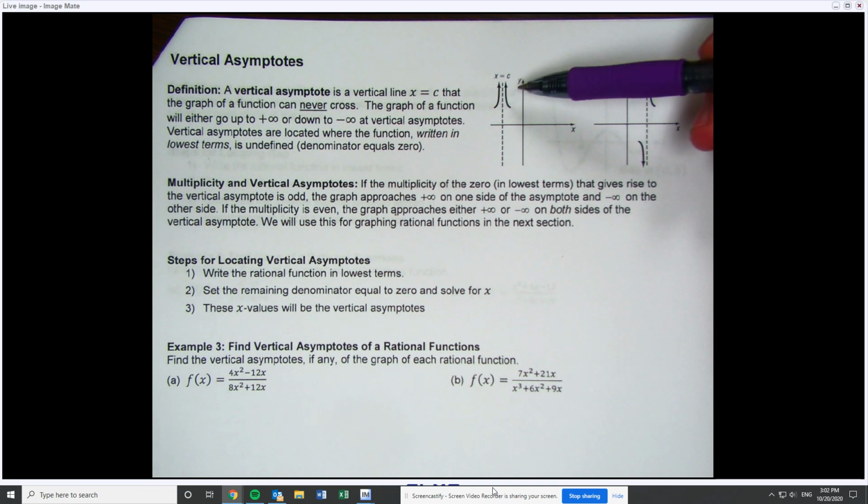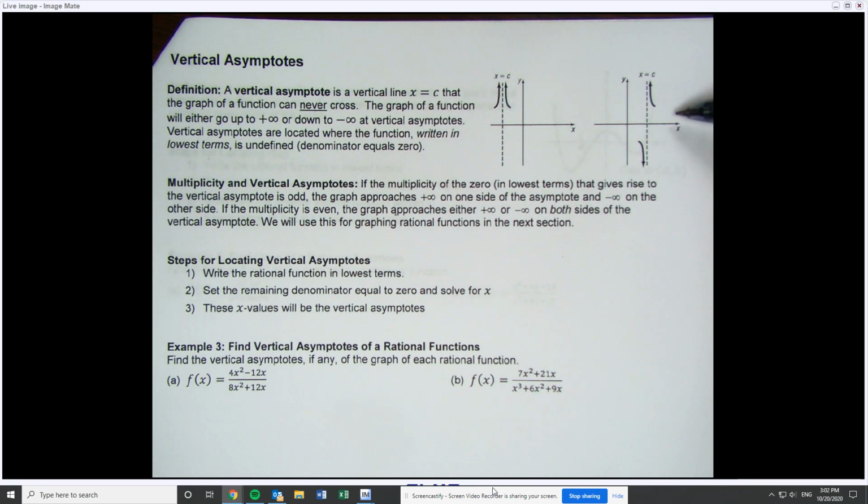Looking right here, I see that my graph goes up on both sides. It follows the dotted line, or one side goes up, one side goes down. But either way, it's following the dotted line. That's what a vertical asymptote is. It's a line that goes up and down that our graph follows.